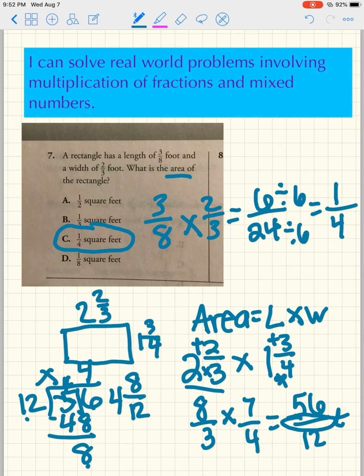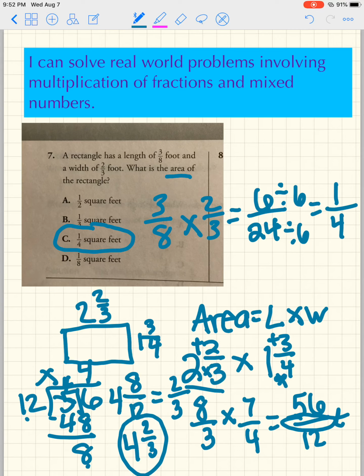Simplest form always. So 8/12, both are divisible. Both 8 and 12 are divisible by 4. 8 divided by 4 is 2. 12 divided by 4 is 3. So my simplest form, my whole number is 4, and my fraction is 2/3.